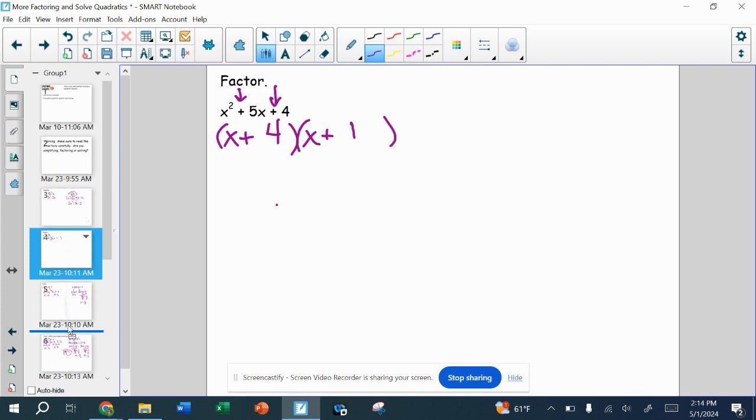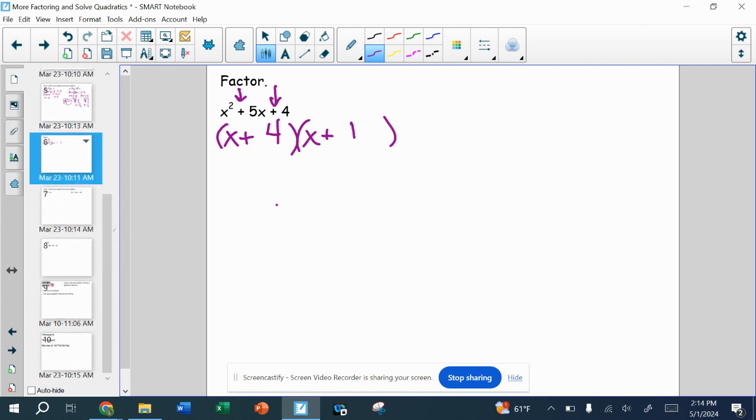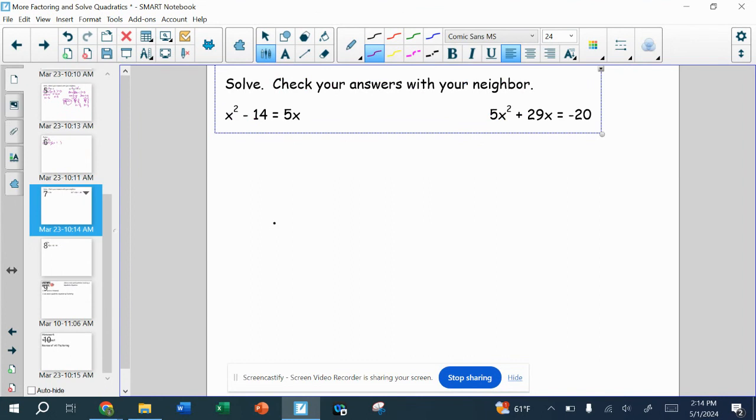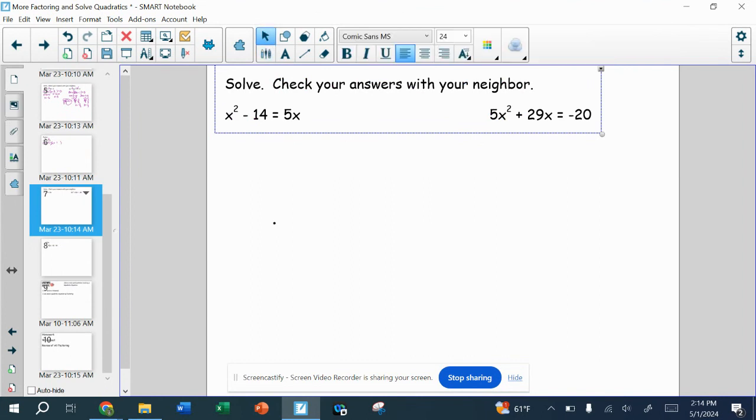Whoop, that's not what I meant to do. Here we go. Okay, so, come on, computer.